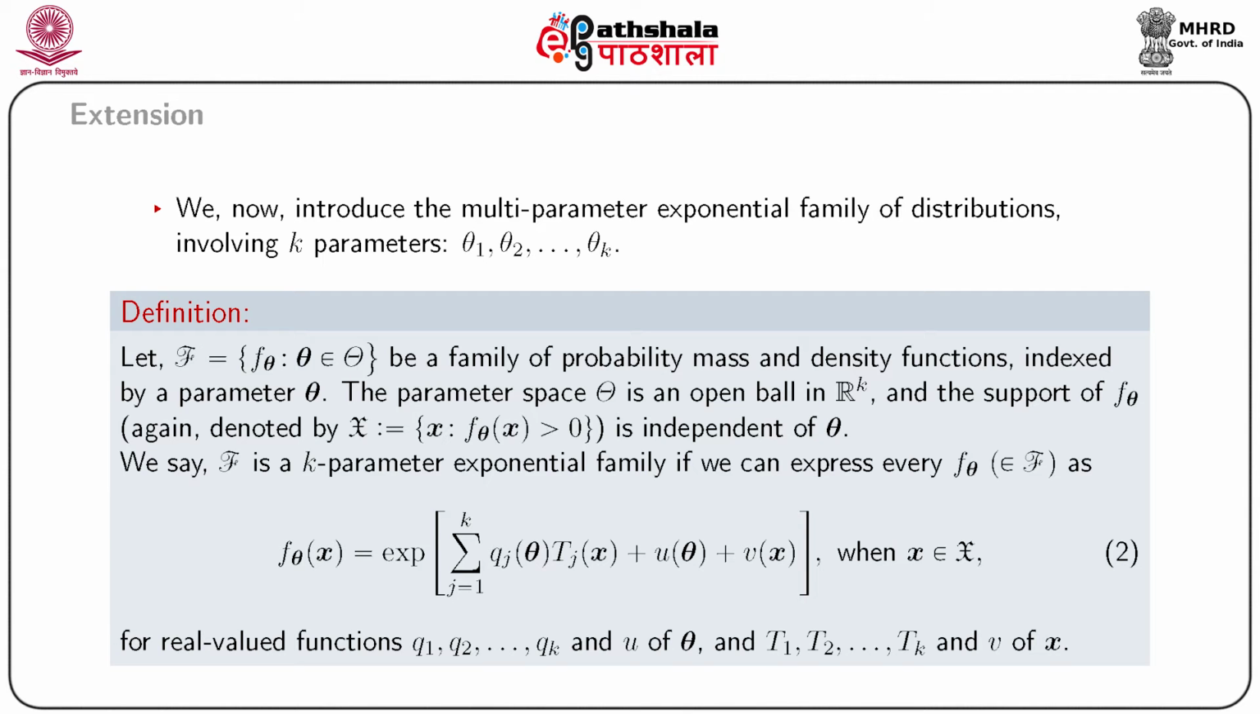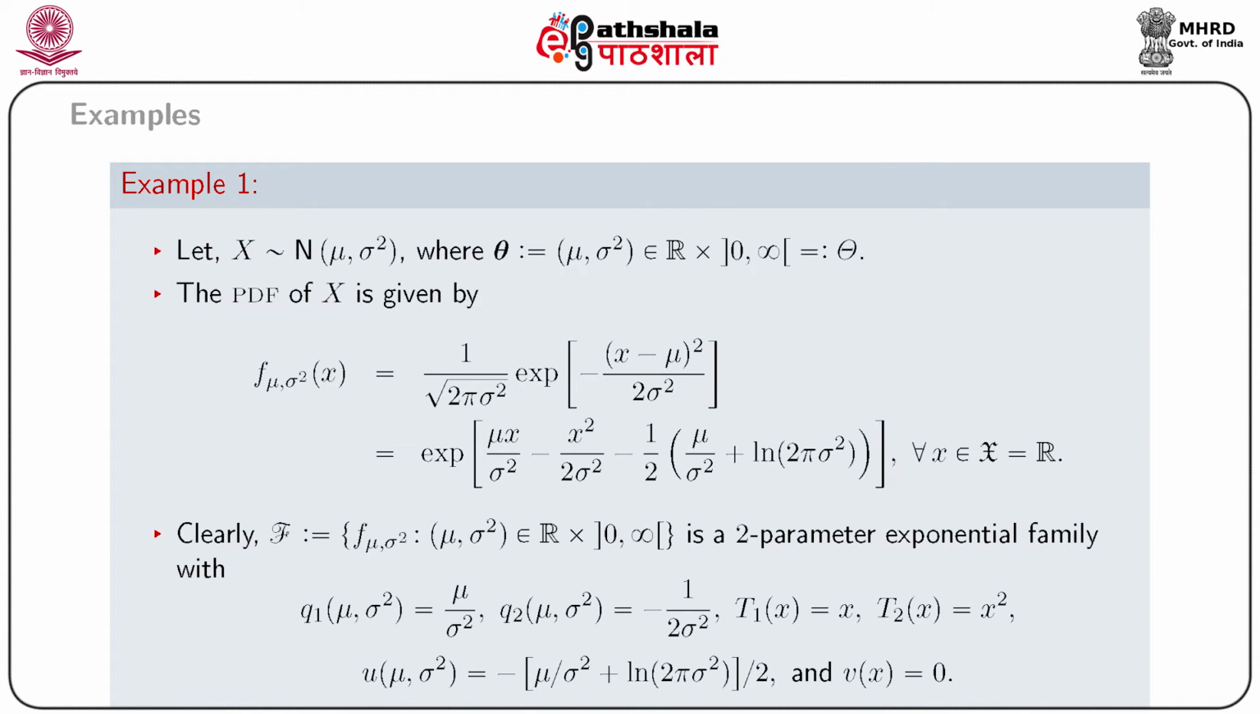The family script F theta is said to be a k parameter exponential family if f theta x can be expressed in the following form: f theta x equals e to the power summation over i from 1 to k of q i theta into t i x plus u theta plus v x, where q1, q2 up to qk and u are real valued functions of theta, and t1, t2 up to tk and s are real valued functions of x. Let us consider some examples.